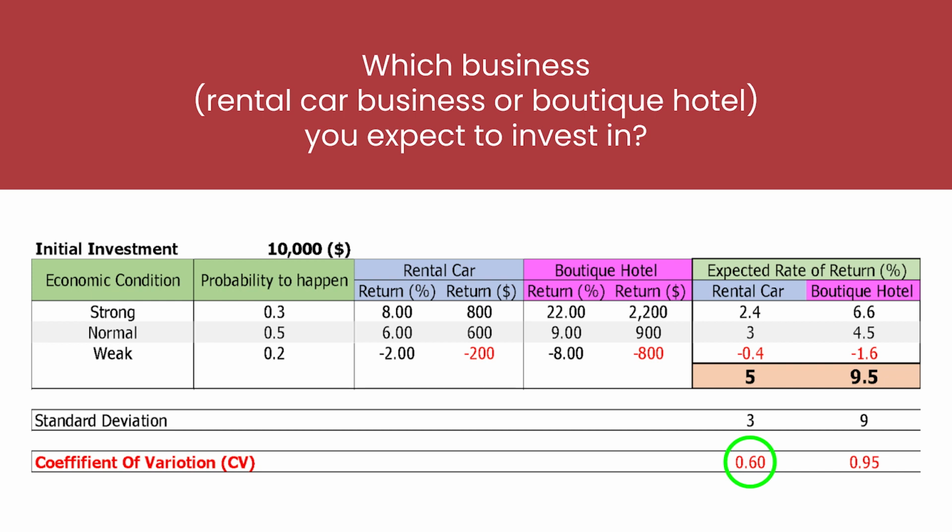However, you are a smart entrepreneur who is concerned about risk measurement. You use the coefficient of variation to check the risk of the business. The CV of the rental car is 0.6, while the CV of the boutique hotel is 0.95. You then realize that the boutique hotel business contains more risk. It's riskier than the rental car business. So what is your decision? You select to invest in the rental car instead.